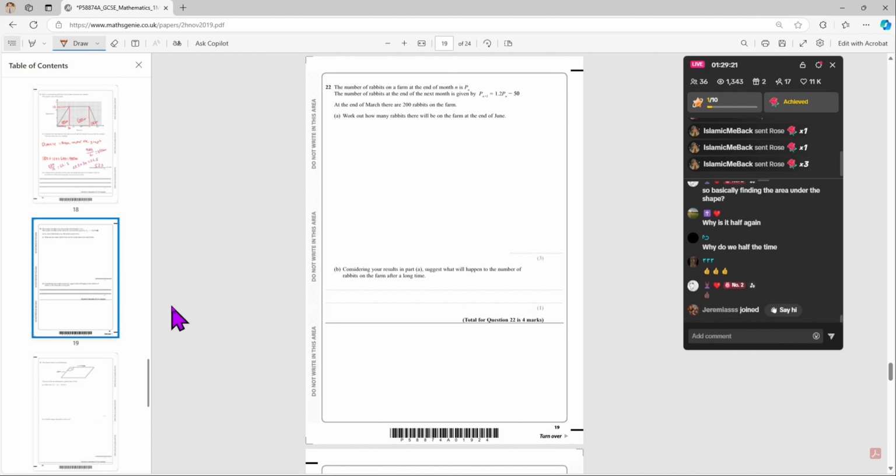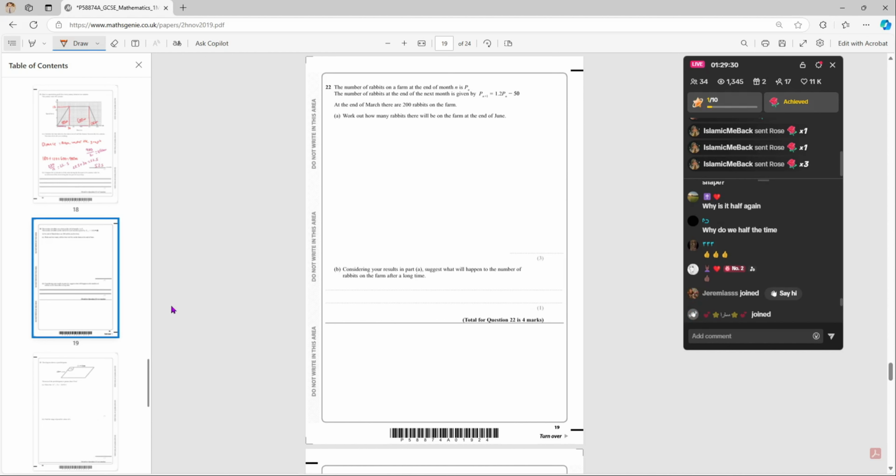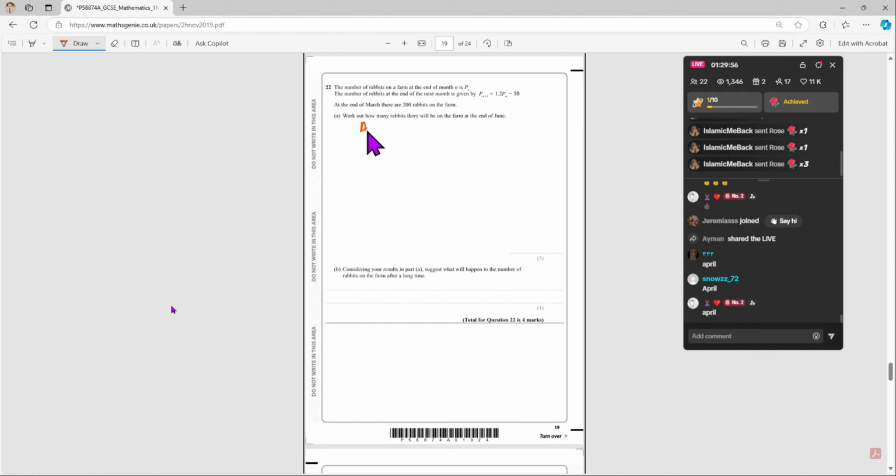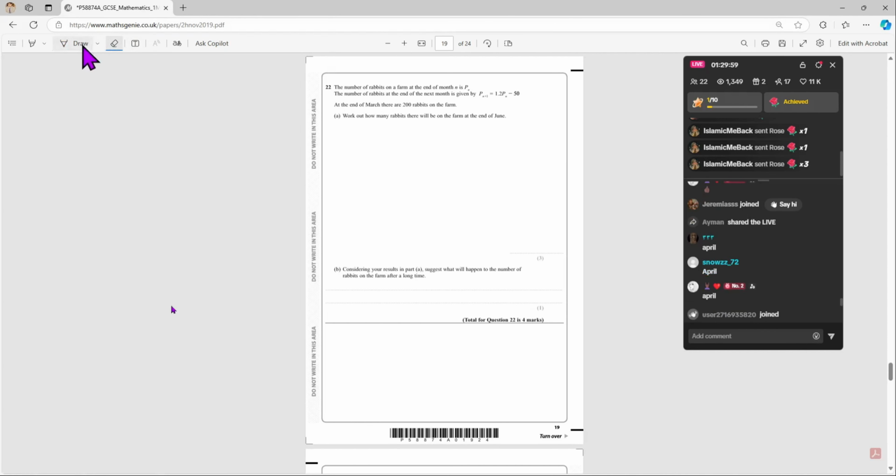So we know that at the end of March there are 200 rabbits on the farm. So it goes March, April, May, June. We have to work out how many there are in June. So after March, I'm going to test you guys. What is the month that comes after March? Okay, so you guys know your months. That's a good thing. So it's April. Because if you do not know your months, then you can't answer this question correctly. You need to know your order, okay?